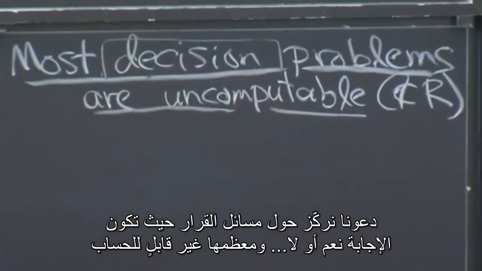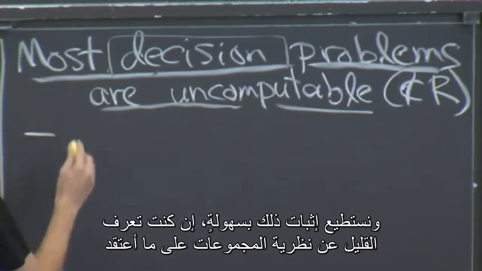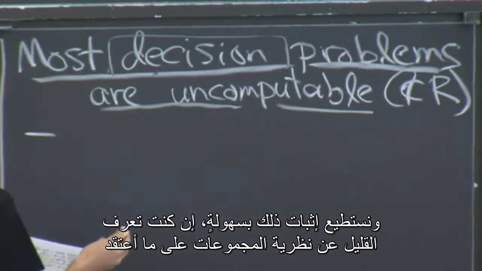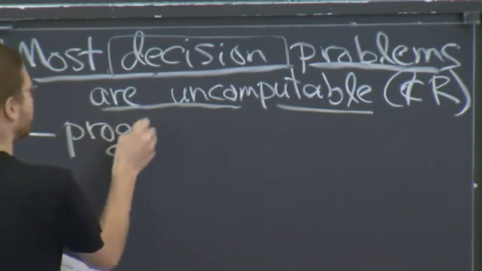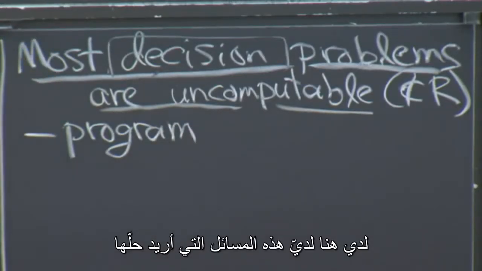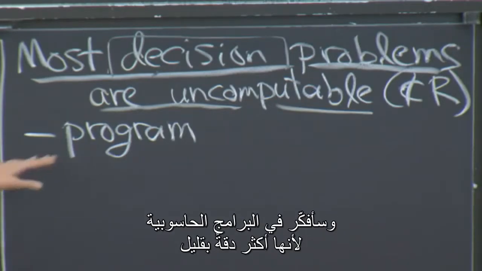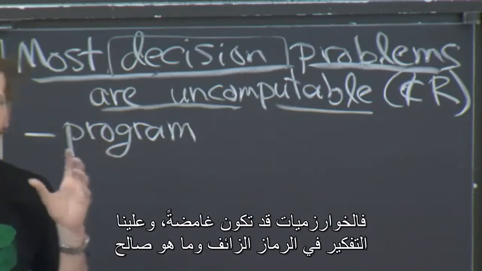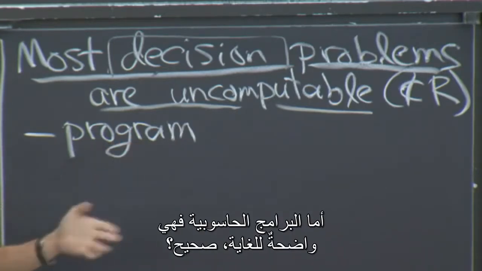Claim that most of them are uncomputable. And we can prove this pretty easily if you know a bit of set theory, I guess. OK, on the one hand, I have problems I want to solve. These are decision problems. And on the other hand, I have algorithms or computer programs to solve them. I'm going to think of computer programs because they're more precise. Algorithms can be a little bit nebulous if we're thinking about pseudocode, what's valid, what's invalid. But computer programs are very clear, right?